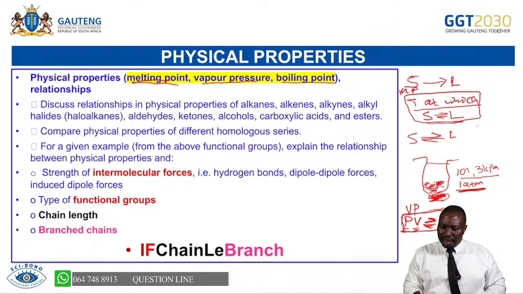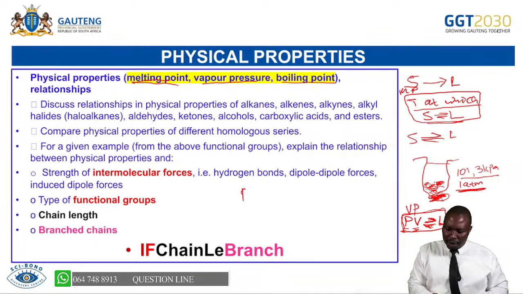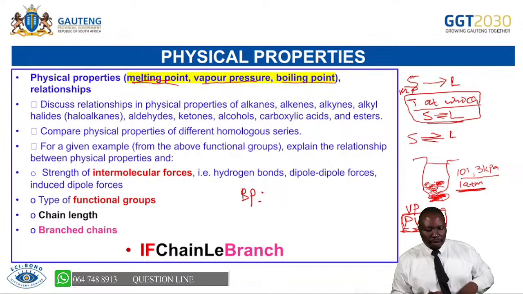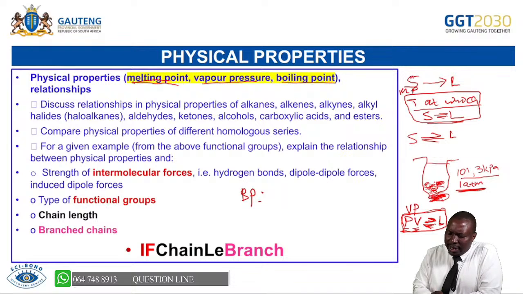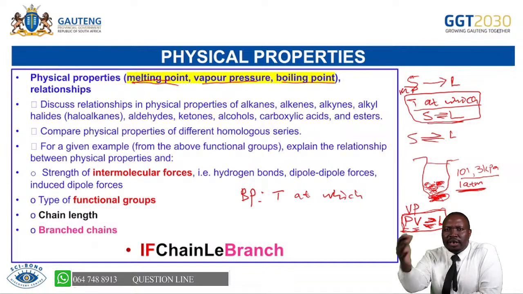The third definition is the boiling point. Boiling point, let me write it here. BP, boiling point. The boiling point, it's not a point, it's a temperature as well, like melting point. It's a temperature at which, remember for water, we're saying it's 100 degrees Celsius, which means that when you say what is the boiling point of water, you say 100 degrees Celsius. 100 degrees Celsius is not a point, it's a temperature.